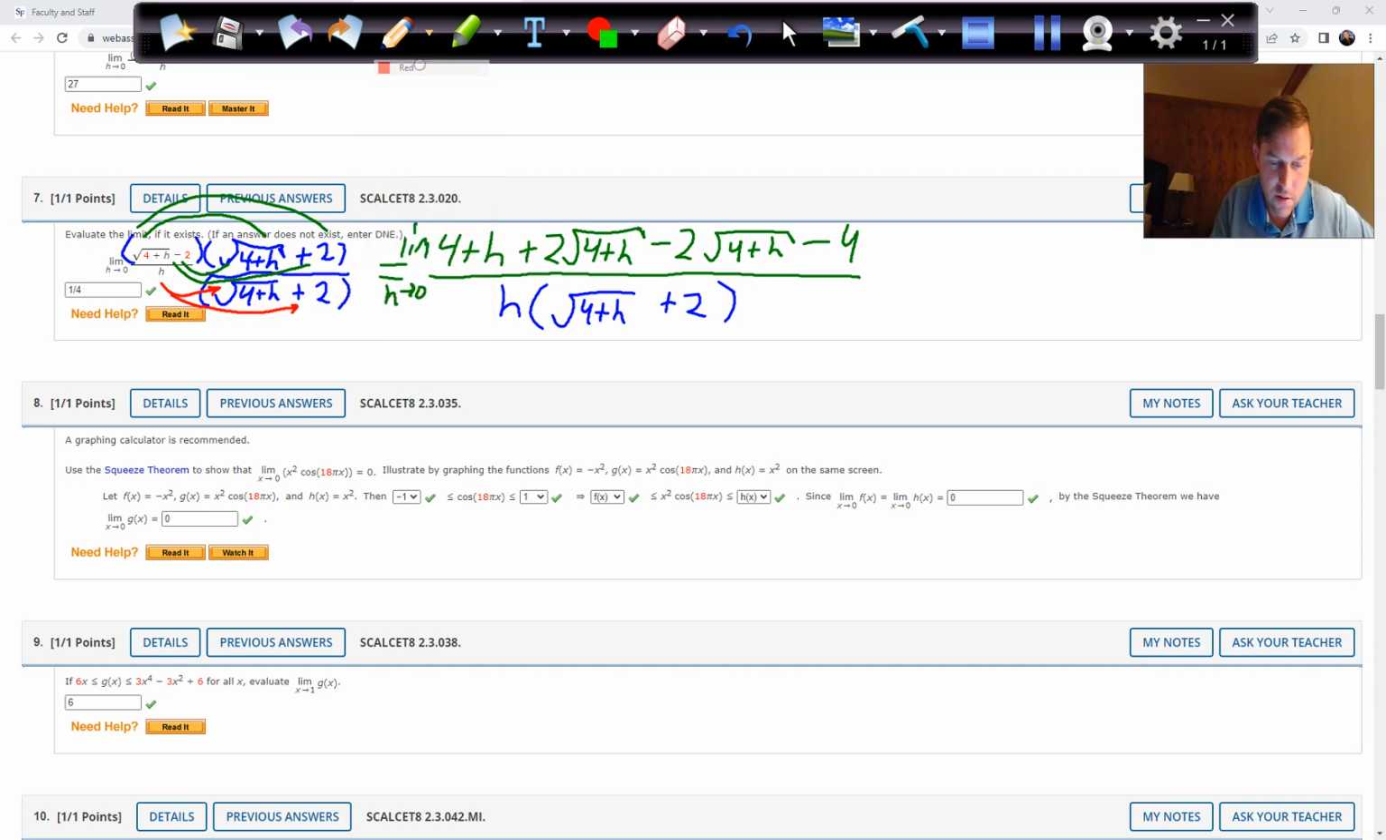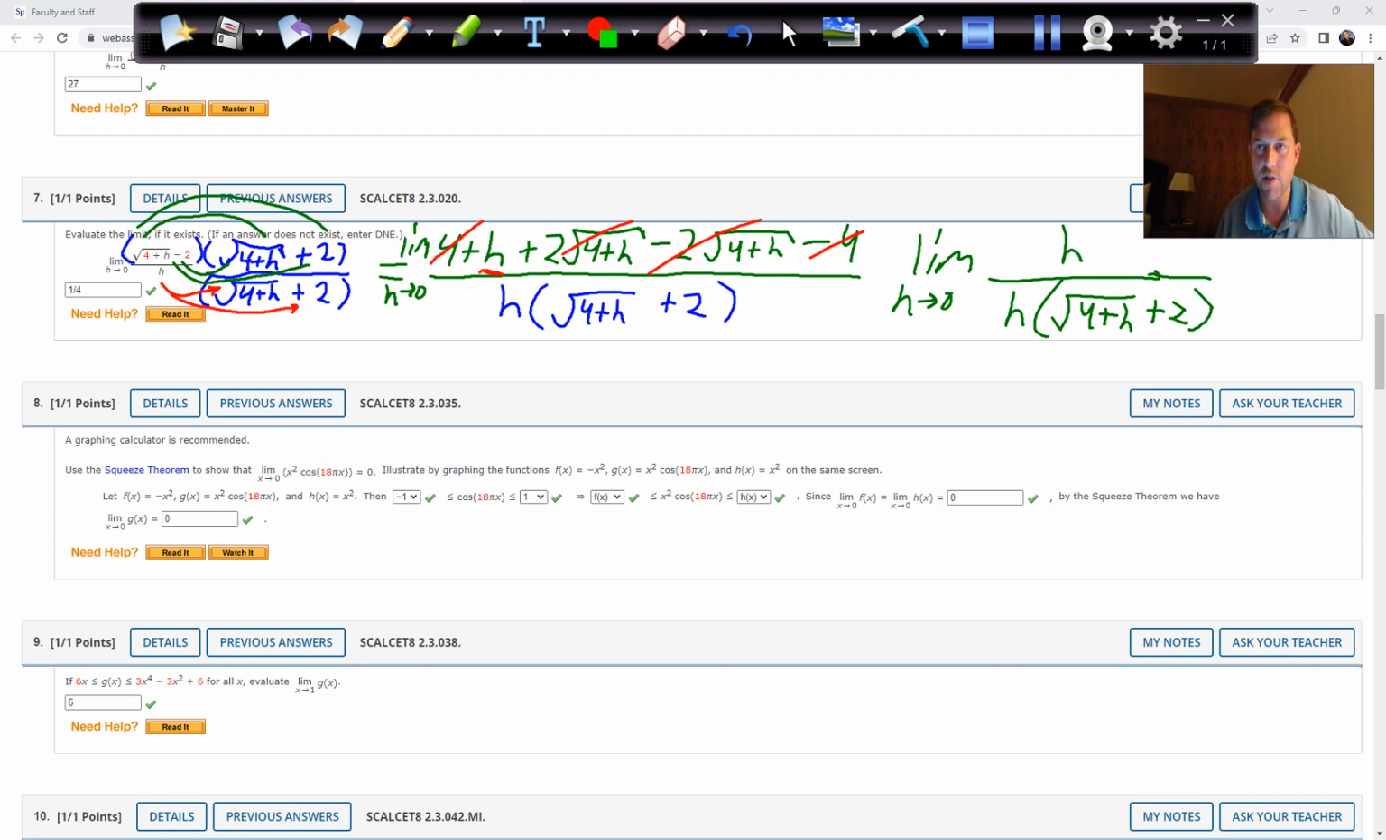Okay, now positive 4 minus 4, 4's will cancel. Plus 2 root 4 plus h minus 2 root 4 plus h, those cancel. All you're left with on top is h. So this is the limit as h goes to 0 of h divided by h times the quantity square root of 4 plus h plus 2. Now why am I doing this? I should have pointed that out. I have to do algebra until I get to a state where I can plug in the numbers.